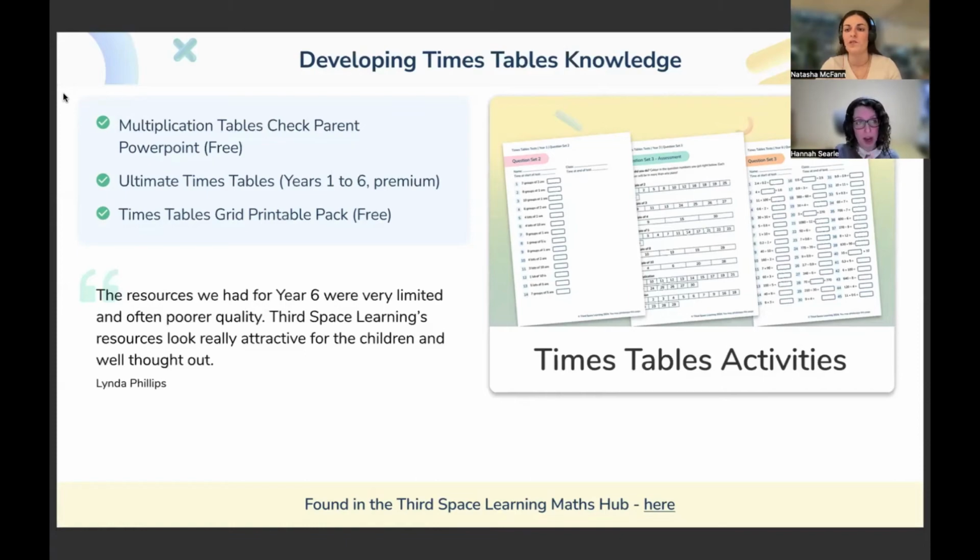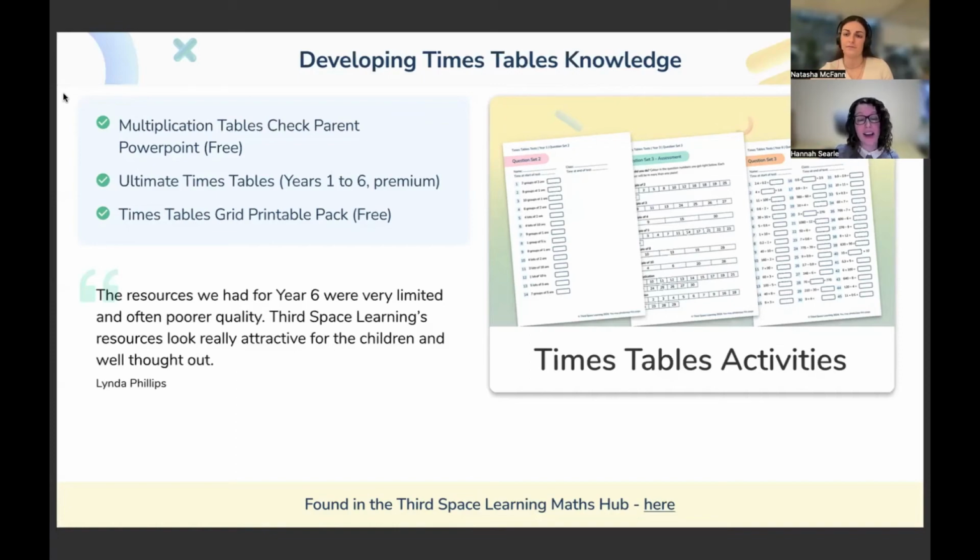Two that I just want to highlight is the multiplication tables check parent PowerPoint. This is just a very quick PowerPoint that you can share with your parents. It's got a load of information about the multiplication tables check, so you can be sure that they understand what it is and they can support their pupil best before those checks, if that's what you want to do.